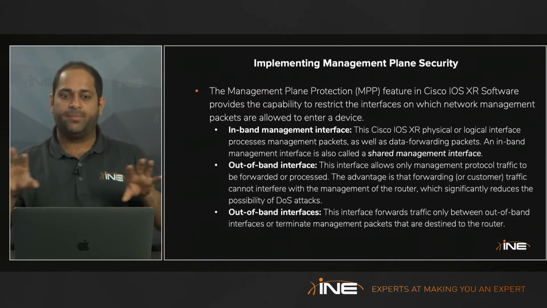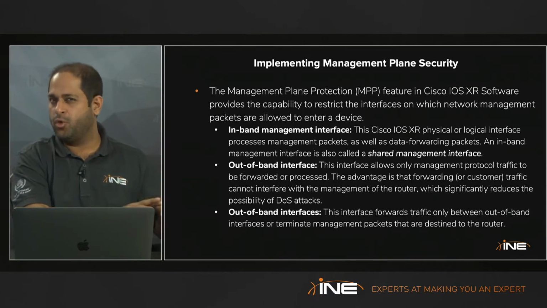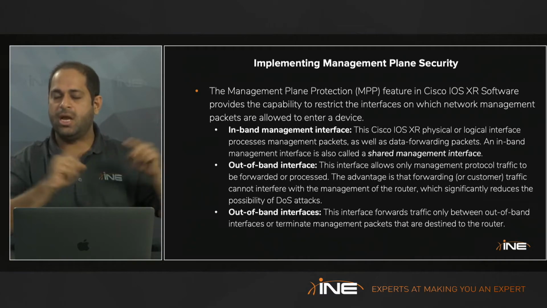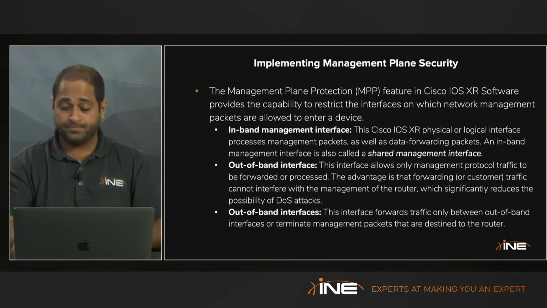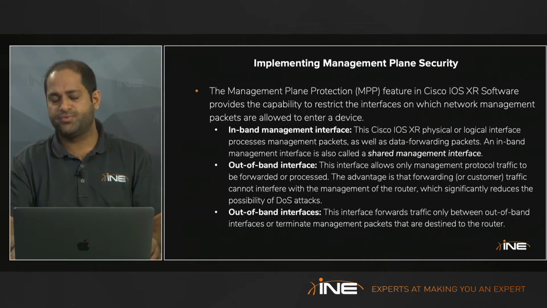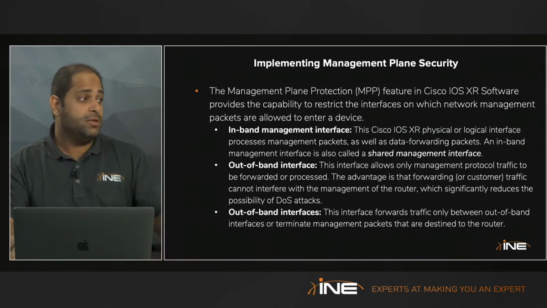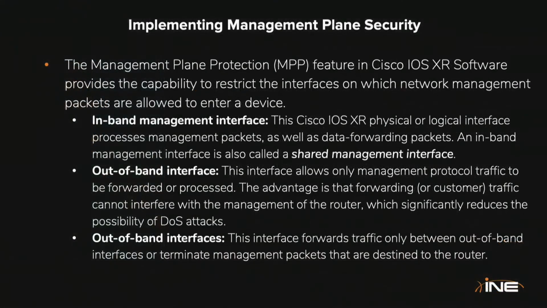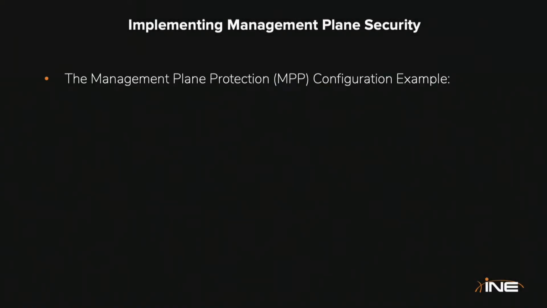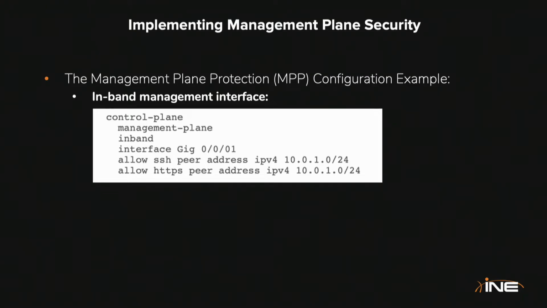So maybe I have multiple interfaces defined as management only, but between those management-only interfaces, it can still process data plane traffic. So there are 3 options available to protect you from attacks: in-band management, out-of-band interface, or even out-of-band interfaces. Let's see how we configure this. You basically go to your XR routers, go under control plane, go inside the management plane, and we define in-band or out-of-band.